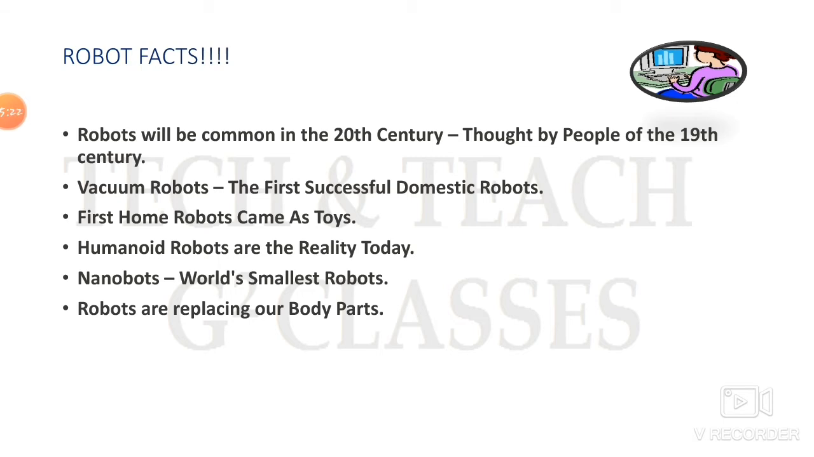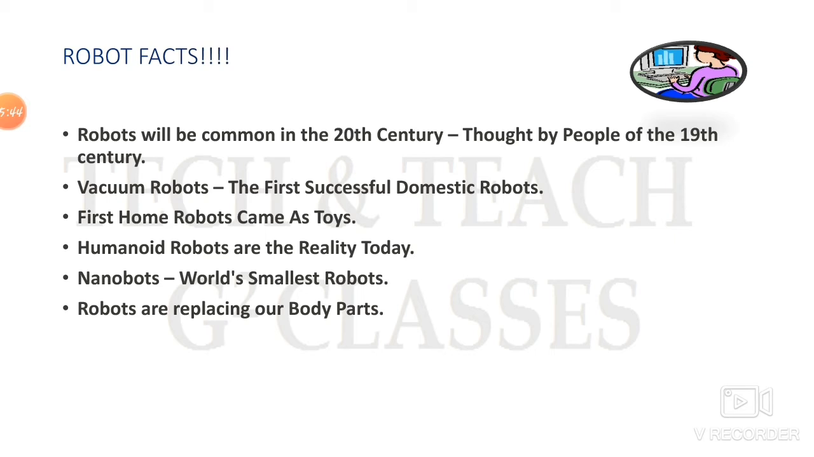Clear. As I told you, robots are the same as human beings, but human beings can't work with that much precision, whereas a robot can work with that much precision. Clear. Understood all the facts? In the 19th century they planned and thought that in the 20th century robots would dominate. Of course, it is doing that.